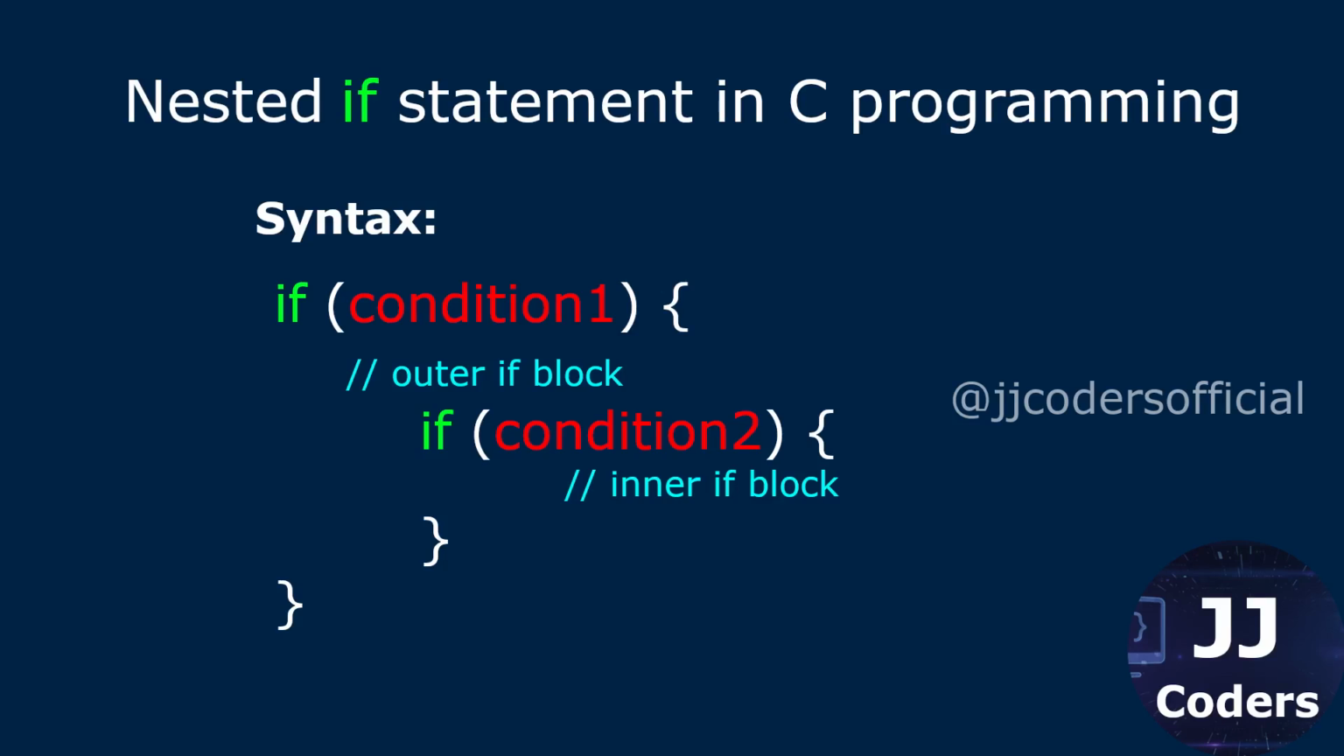In this video, we will learn about nested if statement in C programming. The syntax for this will be like if keyword followed by the condition, and within the if block there will be another if with condition 2. Let's see this with an example program.